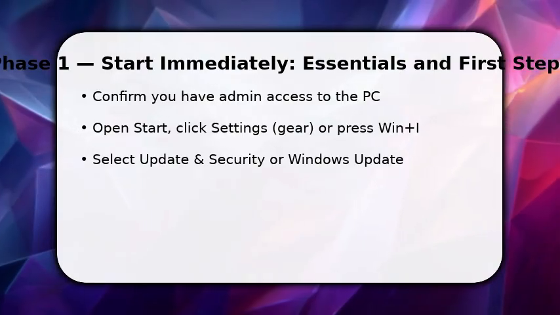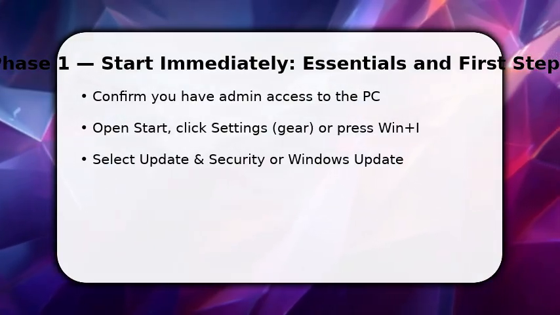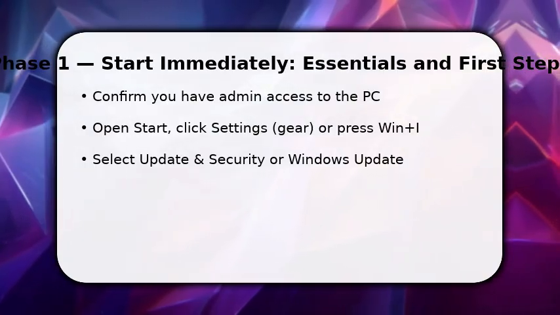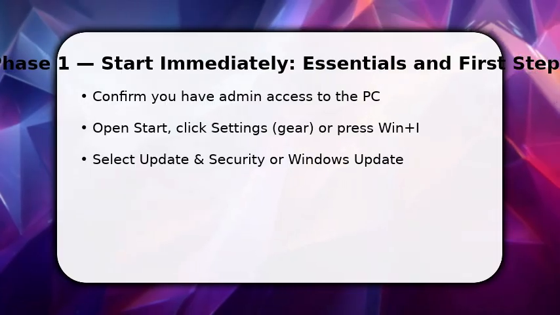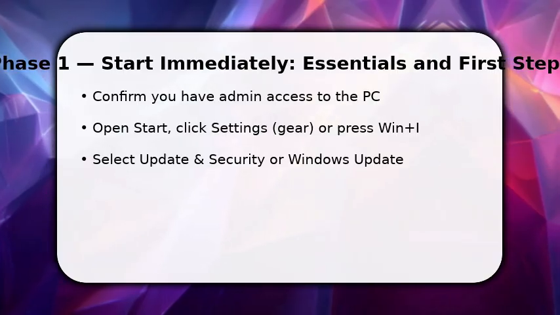You must be signed in as an administrator. This lets you change service settings. First, open settings by pressing Win+I or via Start. Do it now. Once done, navigate to Update and Security or directly to Windows Update. This is where automatic behavior is controlled.